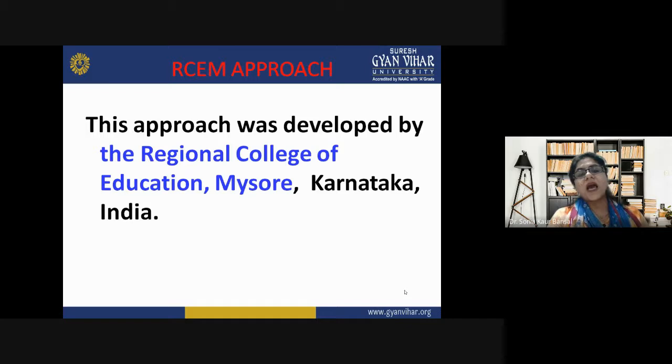Now students, this is the RCEM approach, that is the fourth type of approach. Let me clarify that this is also called the NCERT based approach lesson plan. This approach was developed by the Regional College of Education, Mysore, Karnataka, India. That's why it is called RCEM. R stands for Regional, C stands for College, E stands for Education, and M stands for Mysore. So this was developed by them in Karnataka, India, and it is now famous all over India and in other parts of the world also.